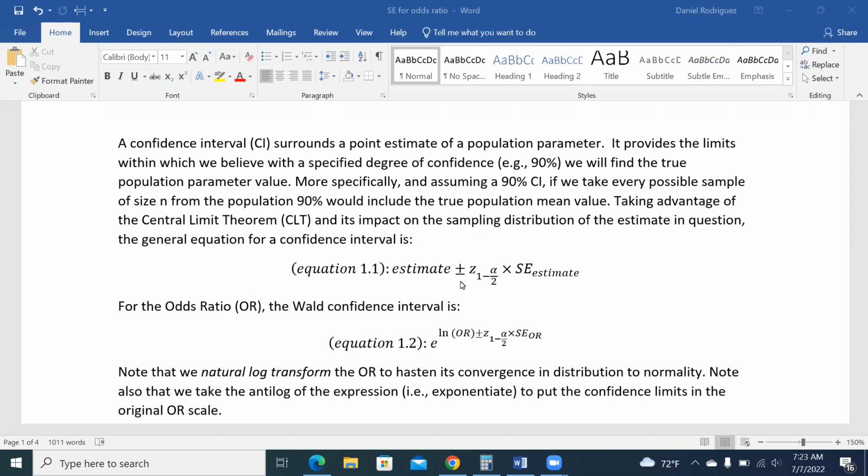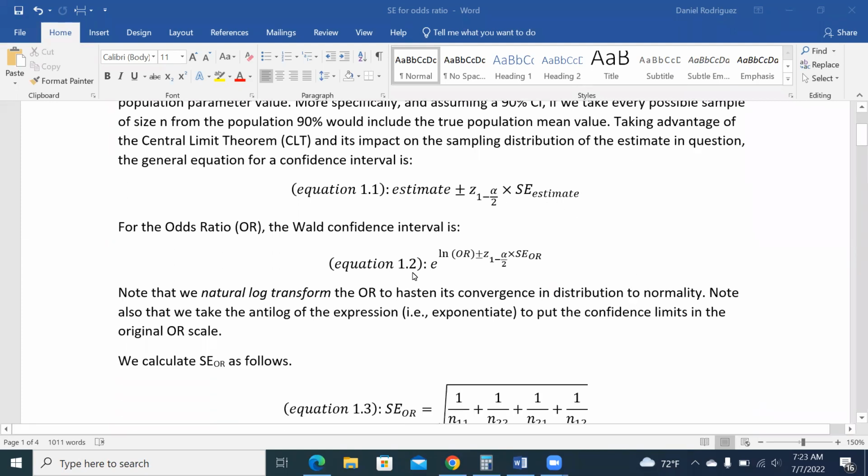So this is your prototypical equation for a confidence interval. You have the estimate plus or minus the margin of error, which is whatever this z value is in this case, times the standard error of the estimate. When we deal with the odds ratio, we're using the following equation for the confidence interval. It's the anti-log of the natural log of the odds ratio, plus or minus the same thing, but now it's the standard error of the odds ratio.